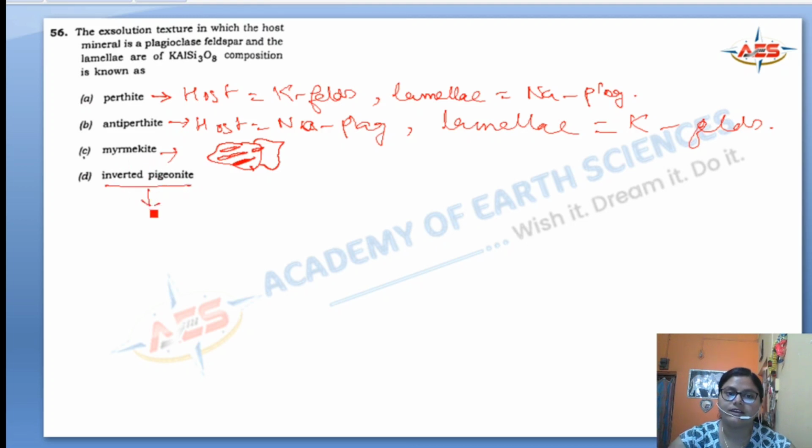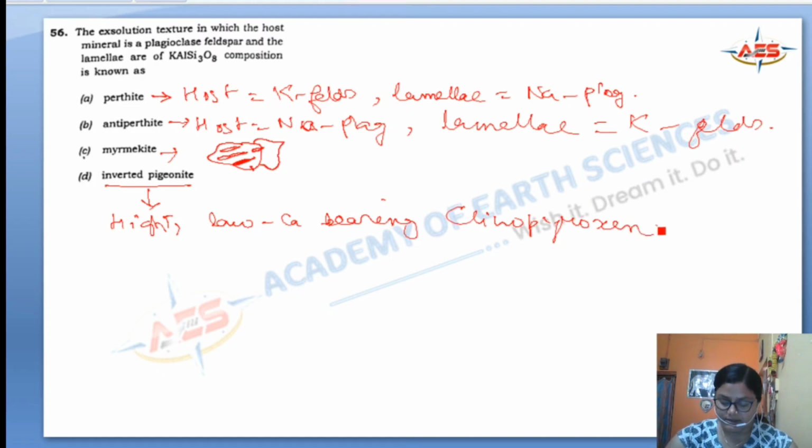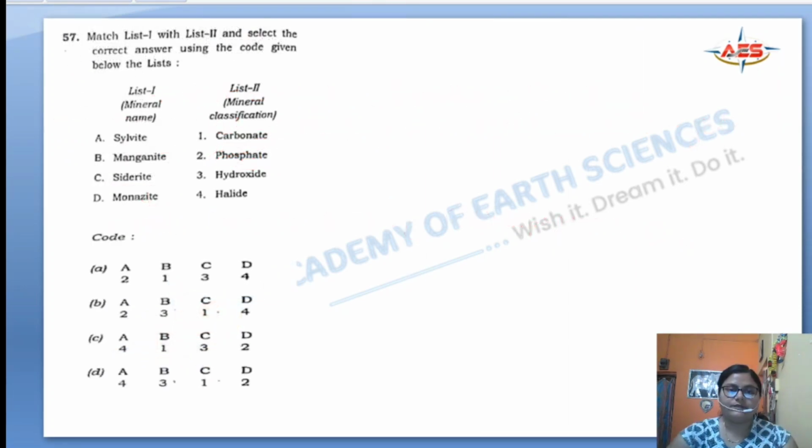What is inverted pigeonite? This is a high temperature, low Ca bearing clinopyroxene. Okay, it is called pigeonite, inverted pigeonite. Now, as we can see, the exsolution texture is represented by a host mineral of plagioclase feldspar and lamellae which are rich in orthoclase. What will it be? If the host here is plagioclase rich and the lamellae are K feldspar rich, then it is antiperthite. Okay, 56 option B will be correct. Okay. Next, question number 57.